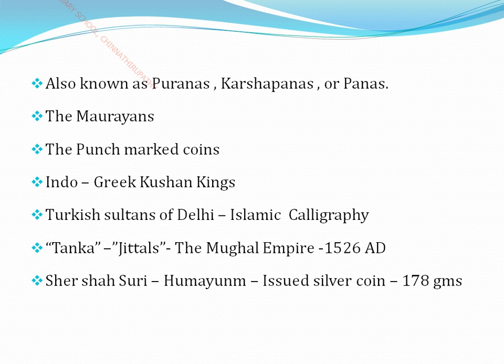The Turkish sultans of Delhi also introduced metallic coins, especially coins on which Islamic calligraphy, the letters, was structured on the coin.